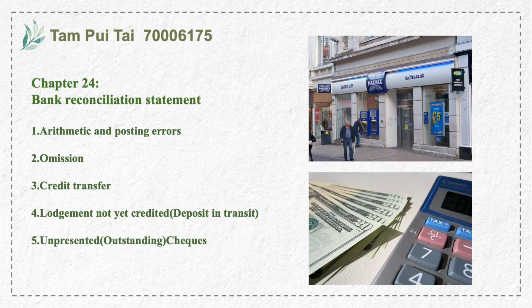Number 5, unpresented check. It refers to an item issued by the firm that has not yet appeared on the bank statement. In the firm's book, items are recorded when they are issued and not when they are presented for payment. However, they will not appear on the bank statement until they are presented and cashed.